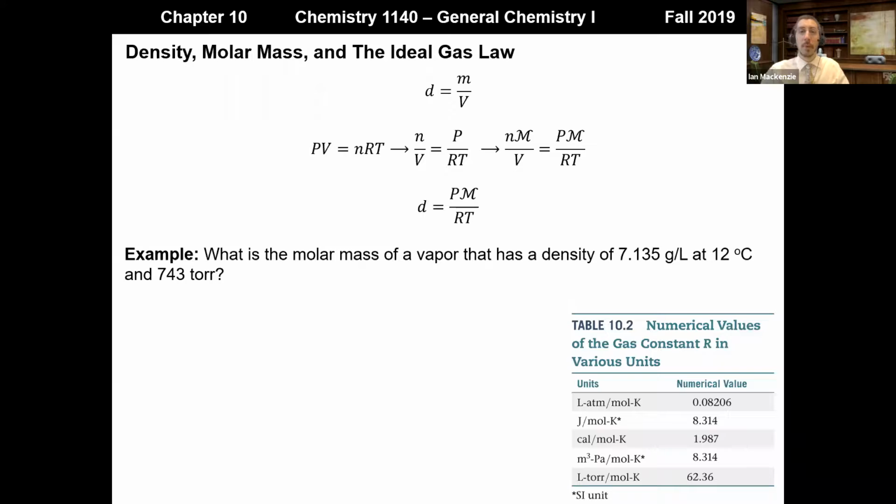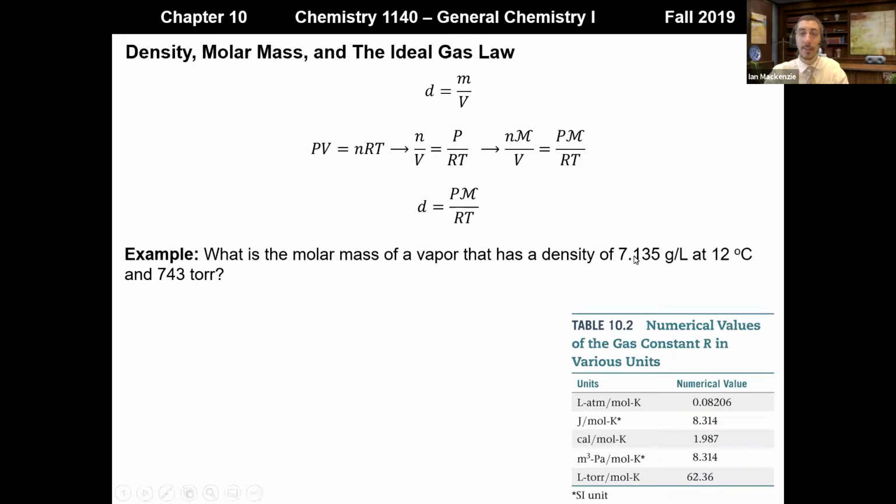Now, what about another example here? Let's say that I knew the density of a gas because I could measure that. I can measure the mass of the gas, and I could measure its volume at a particular temperature and pressure. What if I wanted to calculate the molar mass for some gas? Maybe I didn't know the identity of the gas, but I was able to make those physical measurements. Well, I can do that fairly simply as well using the equation.